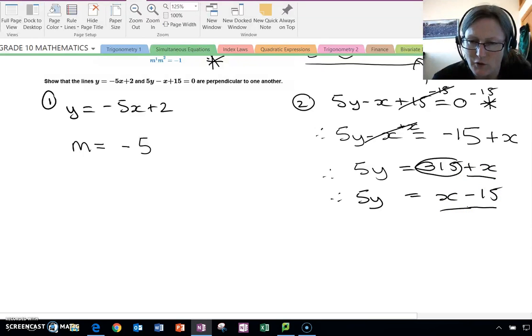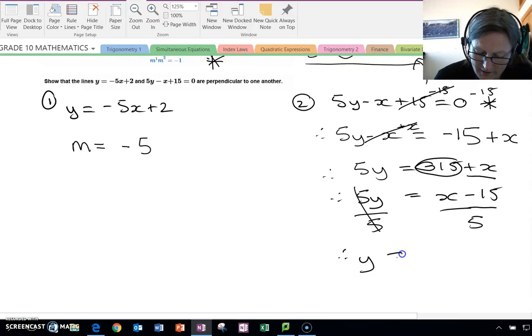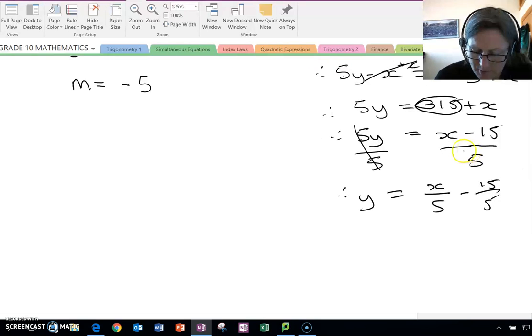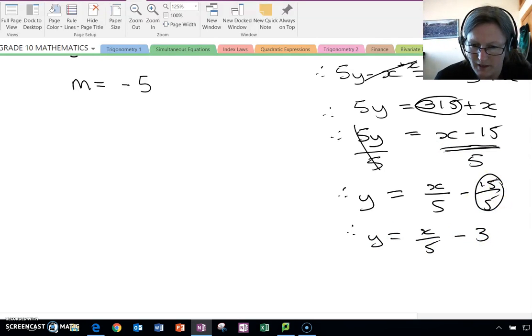Now we still haven't finished. It's not in the form y equals mx plus c. What we need to do is divide this by 5, so we just get y, and we divide this by 5. So y is equal to x divided by 5, subtract 15 divided by 5. I've just split that up into two fractions. So we can say y equals x over 5, subtract 3, because that cancels to 3. So what is the gradient? The gradient is the thing with the x. Put a little 1 there to make it easier for you. So the gradient is 1 over 5.